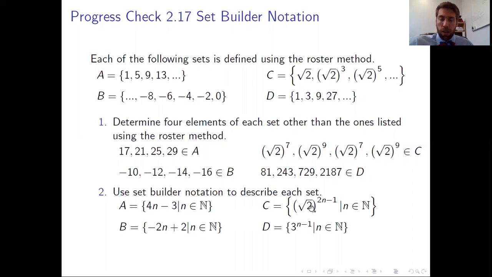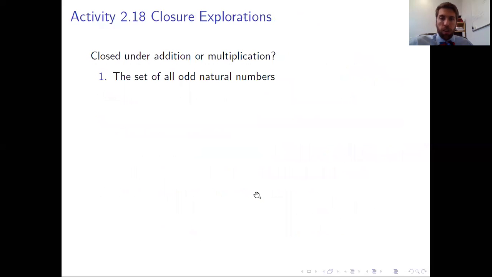And then here, again, n starts with 1. So 2 times 1 minus 1 is 1. So that's the first one. Moving on. And then here, 3 starts with 3 to the 0. So I need 3 to the power of n minus 1, because when n is 1, 1 minus 1 is 0. So 3 to the 0. When n is 2, you get 3. When n is 3, you get 9. When n is 4, you get 27, and so on and so forth. So this is our predicate and set style of set builder notation.